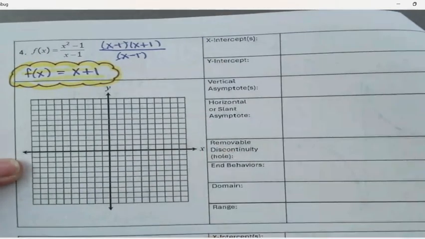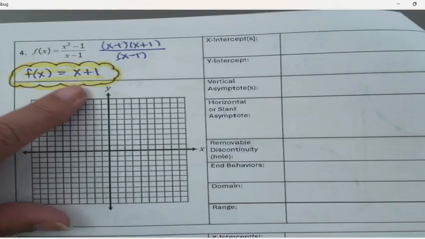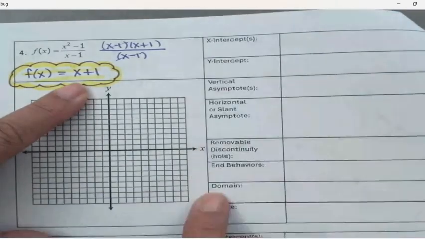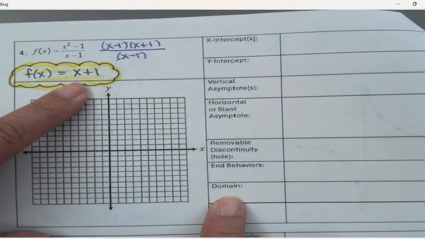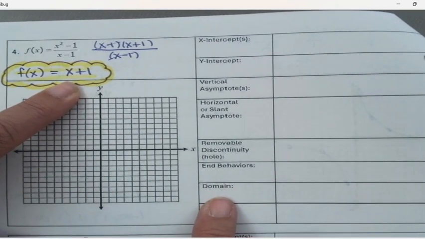I like to bubble it and highlight it so that that's what I look back and focus on as I move through all these steps. Use your simplified function because it makes life so much easier as you move through the steps.